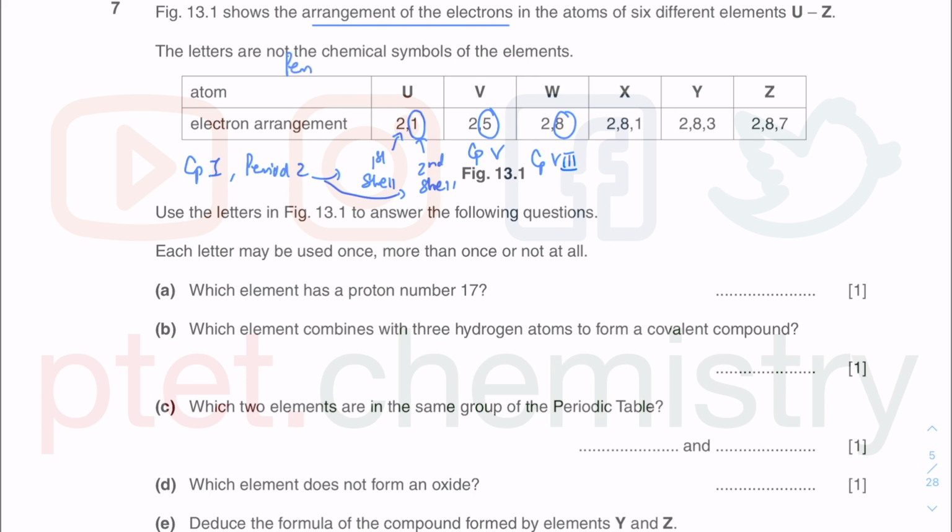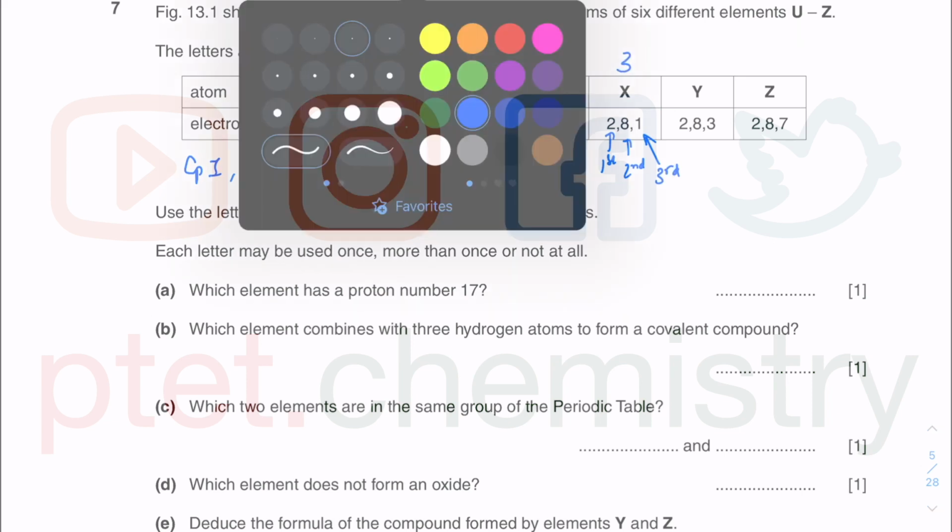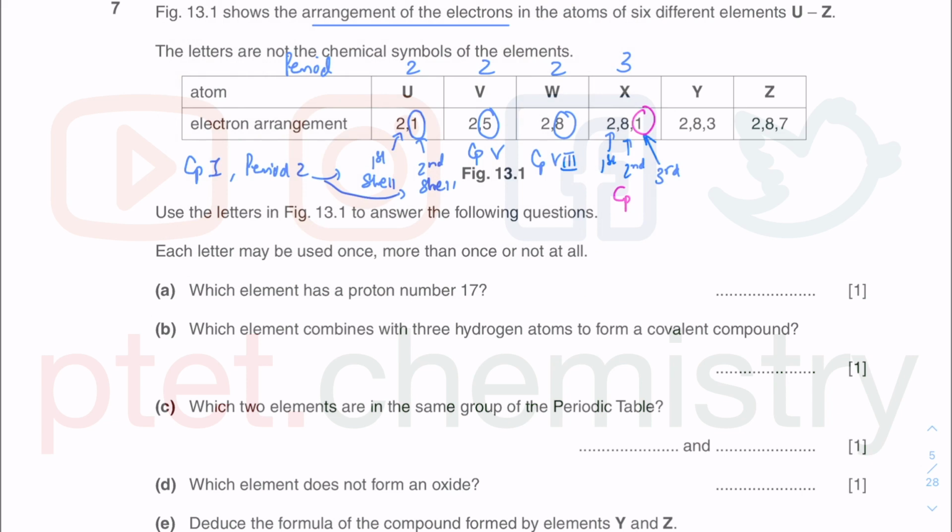If I just write the period number on top here, this is 2 shells being occupied, so it's period 2, the second row of the periodic table, because it fills up to 2 shells. This one fills up to the first, second, and third shell, so this must be period 3. And then we have 1 electron in the outer shell, so that's group 1, this is group 3, this is group 7, and these are all filling the first, second, and third shell, so it's period 3 and period 3. Now we have to use the letters because that's what the instructions say.